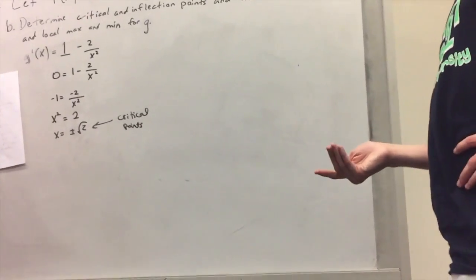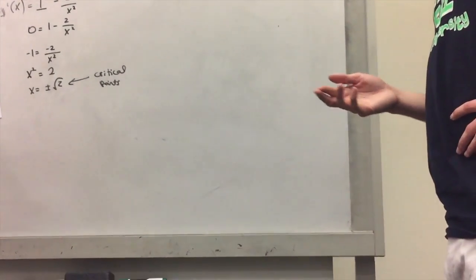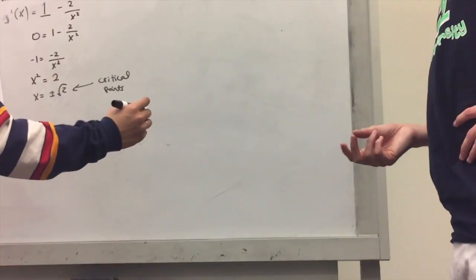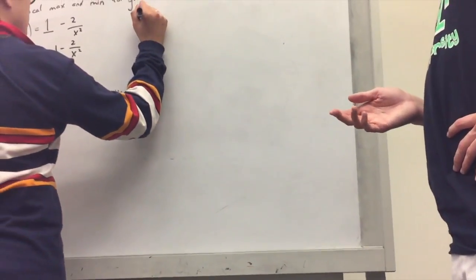We find that negative 1 is equal to negative 2 over x squared, so x squared is equal to 2, and x is equal to plus or minus square root of 2. And these are your critical points.